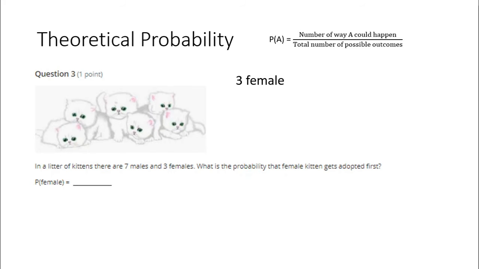So if we have 3 females plus 7 males, there are 10 kittens in total. So the first kitten to get adopted could be any of these 10. The probability that that kitten is a female would be 3 out of the total number of possible outcomes. So 3/10, or as a decimal, we write that 0.3.